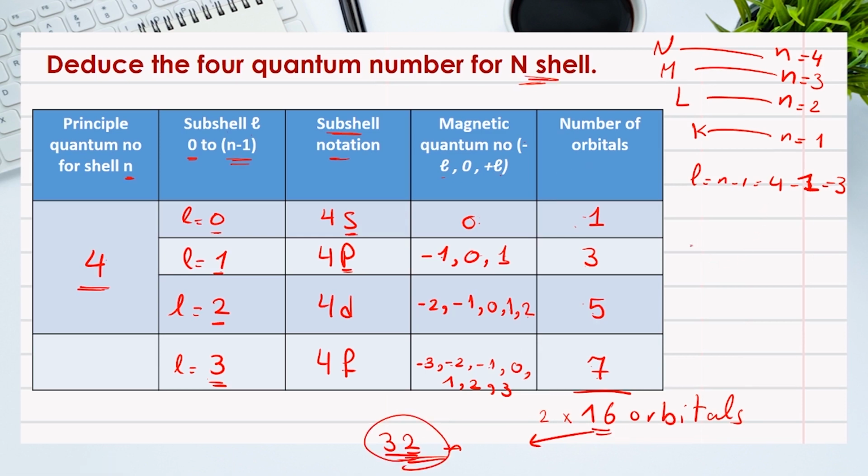We can also use another way to know the number of electrons in the N shell, and the rule states that the number of electrons in a shell is equal to 2n squared. If we apply it, the value of n is equal to 4. 4 squared multiplied by 2 equals 32 electrons.